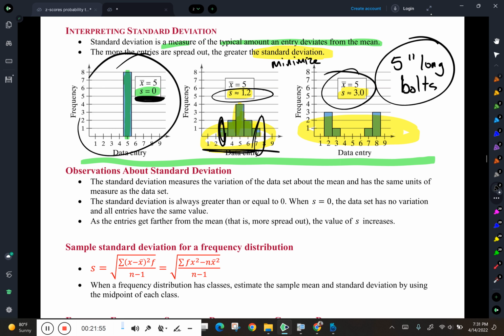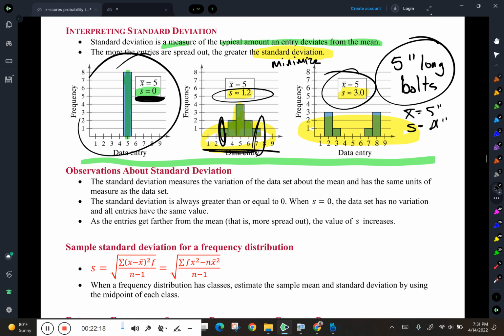Ideally, if I was trying to make 5-inch long bolts, I'd want my x bar to be 5, and I'd want my standard deviation to maybe be like 0.1 inches, a 1/10 of an inch one way or the other, or maybe 1/100 of an inch. It depends on who I'm making these bolts for. 1/10 of an inch, Walmart; 1/100 of an inch, maybe NASA, something like that. It's got to be accurate within 1/100 of an inch.